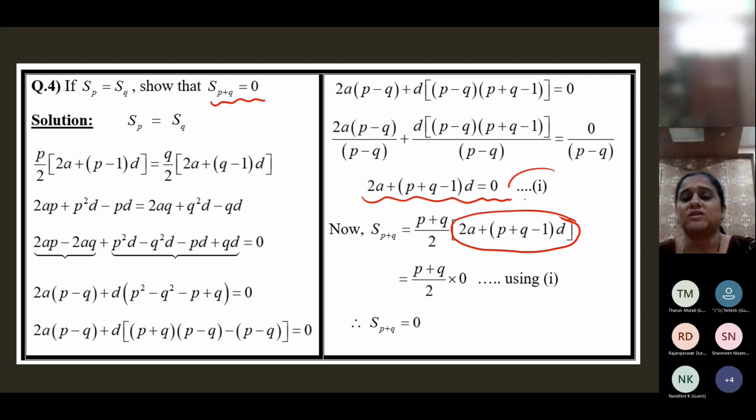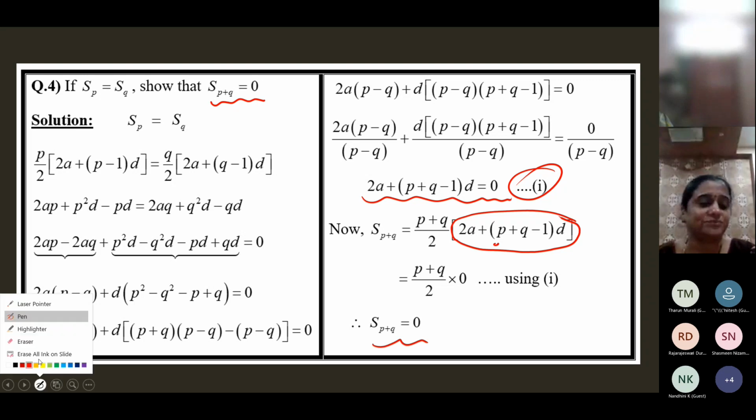So using 1, I've called this 1, this is 0. So we get p plus q by 2 into 0. Anything into 0 is 0. So like this, we have proved that the sum of the first p plus q terms is 0.